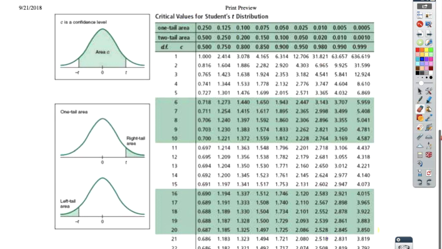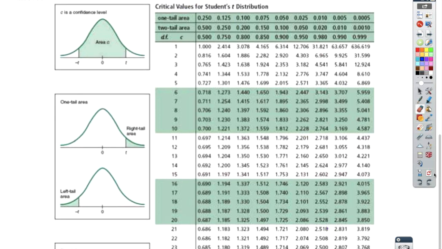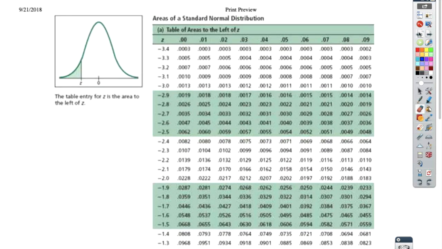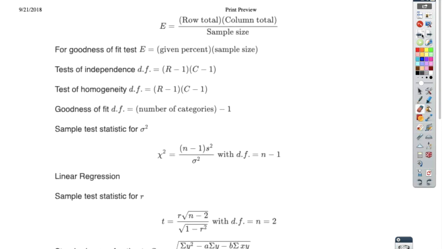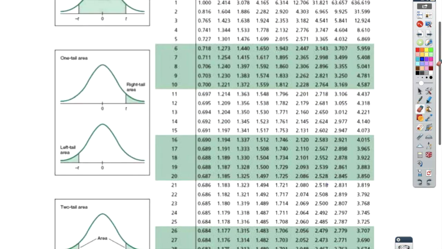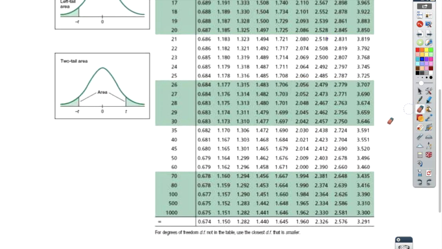60. Okay, so going, oh no, hopefully I have the next page. Oh my gosh. No, I do. Whew, crisis averted. Okay. So here's my degrees of freedom 60.